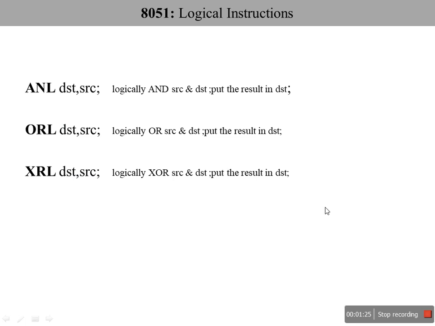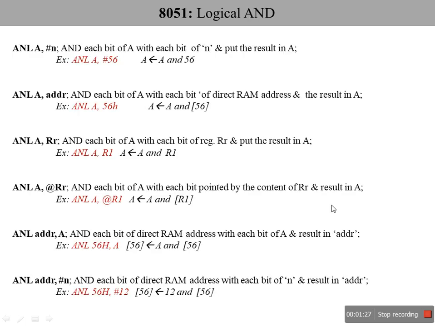Similarly, the XOR operation between source and destination will be done bit by bit, and the result again will be stored in destination DST. Coming to the AND operation, we have a few AND operations here like ANL A comma hash n. Here, for example, ANL A comma hash 56. This 56 is immediate data with respect to this instruction. The content of accumulator bit by bit will be ANDed with the given data 56 here, and the result will be in accumulator.